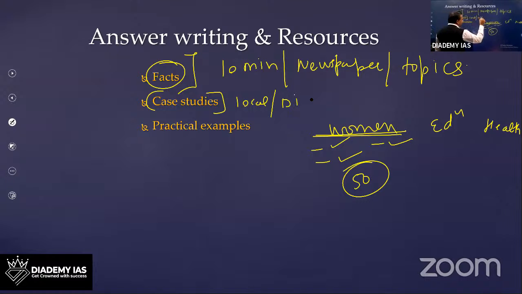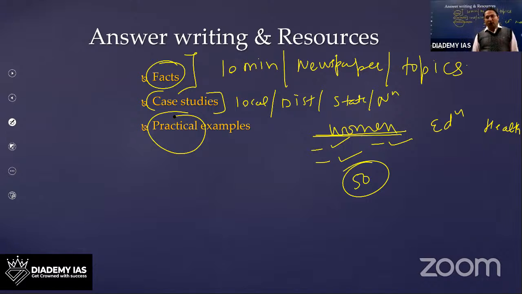Case studies starting from the local level, district level, state level and national level. ठीक है. And practical example आपको जरूर देने होंगे. If you just write the point without giving the example, then you will not get good marks, you will get average marks. If you really want to score 140 marks in the GS paper 2, you should give very practical examples, and these examples will not come automatically.